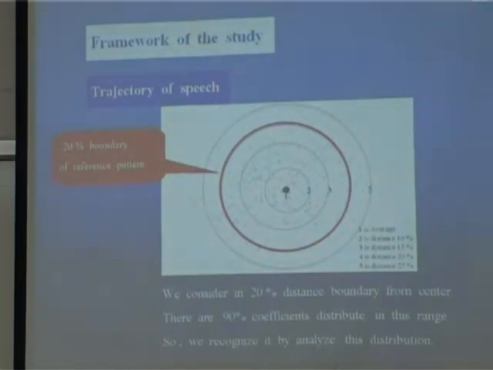We can see the 90% coefficient distribution in 20% boundary from the center reference pattern. We repeat the experiment by using our reference pattern with all numbers. The summary of the experiment will be shown in table 1 on the next slide.